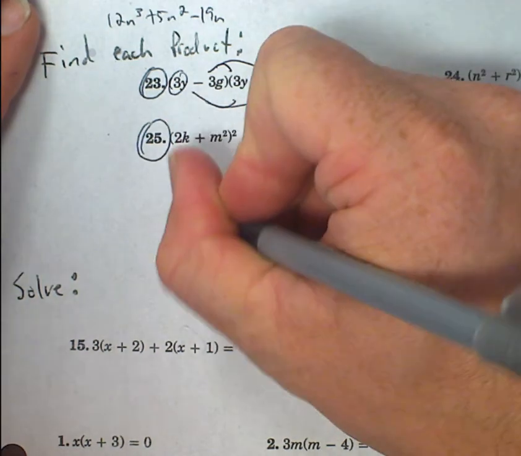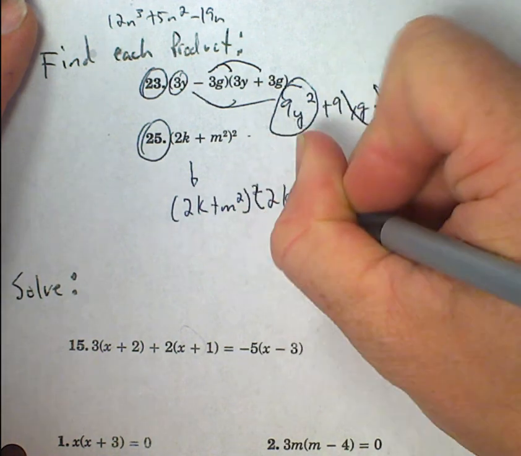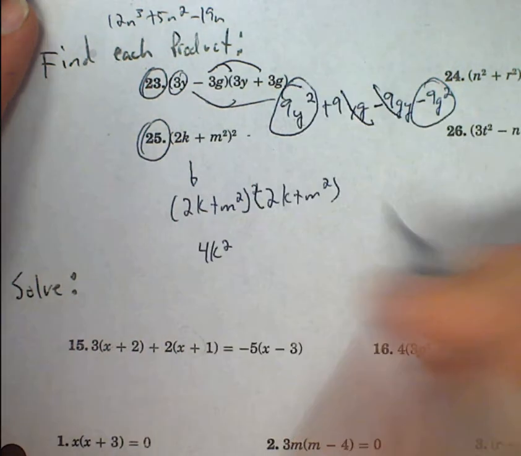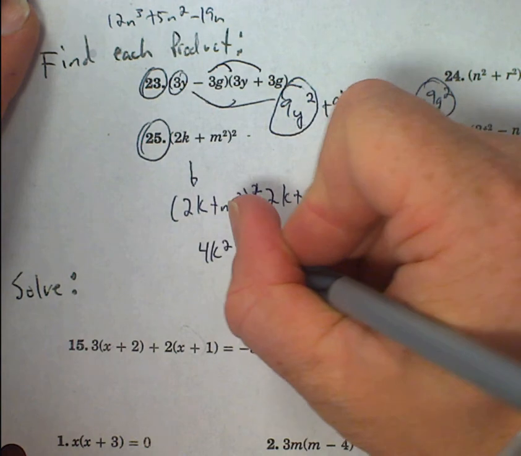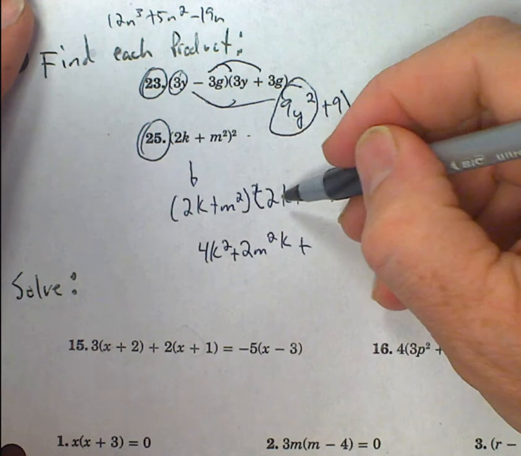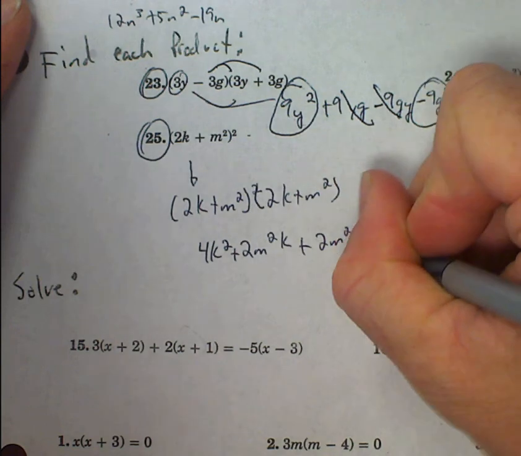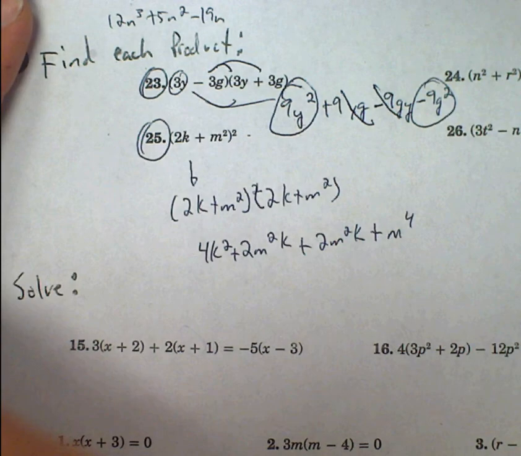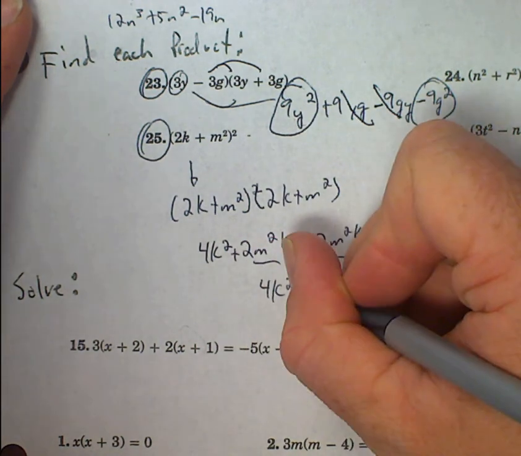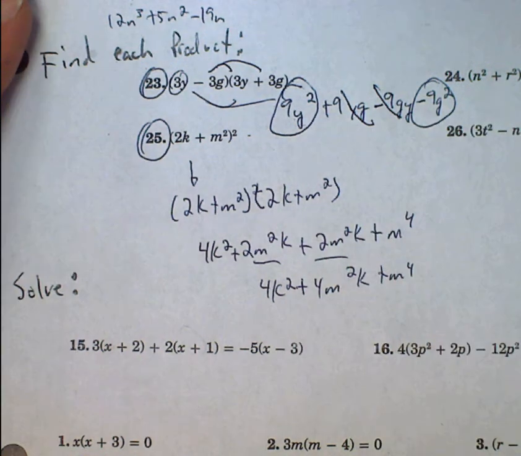I have to write this twice, so that's 2k plus m squared, and then 2k plus m squared. 2k times 2k is 4k squared. 2k times m squared is 2m squared k, plus m squared times 2k is 2m squared k plus m to the fourth. I can combine these as like terms, so I got 4k squared, plus 4m squared k plus m to the fourth.